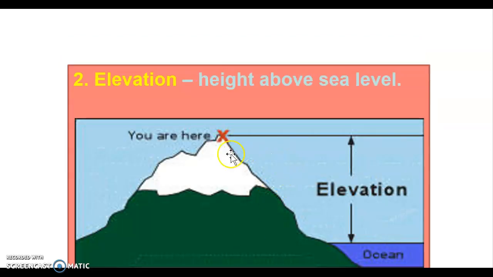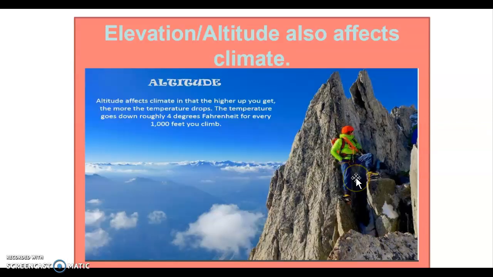Second, another factor affecting climate is elevation. When we say elevation, that's the height above sea level. If you look at this, if this is the sea here, from this point to the topmost point of this mountain, we call it elevation.